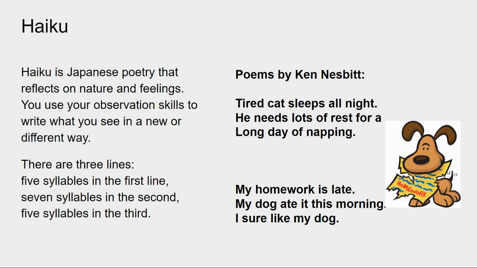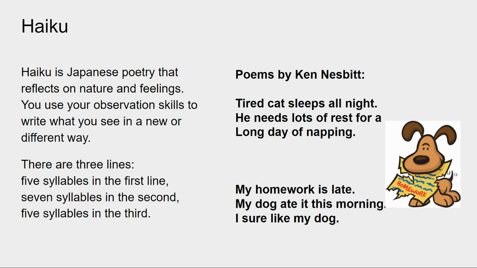There are 5 syllables or beats in the first line, 7 syllables or beats in the second line. Then we wrap up with 5 again. So it's 5, 7, 5. But honestly, if you go a little over or under, it doesn't matter too much because it's the feeling. So again, Ken Nesbitt has provided us with some here.